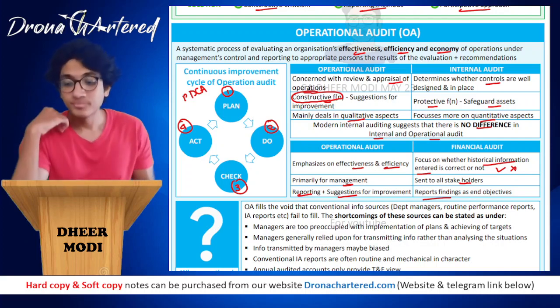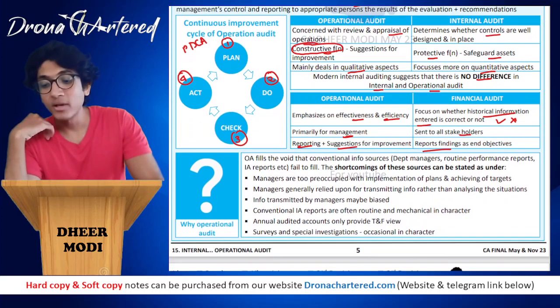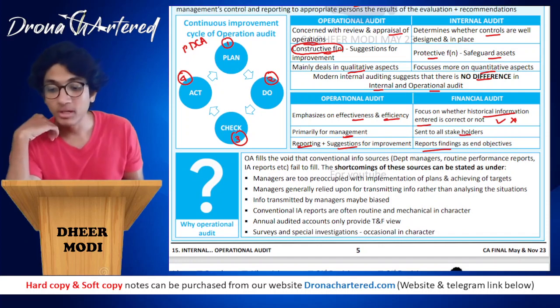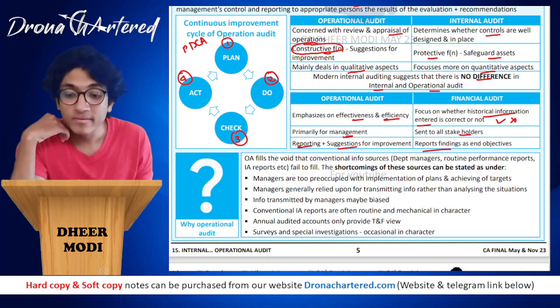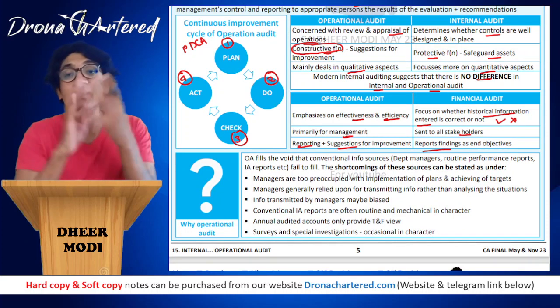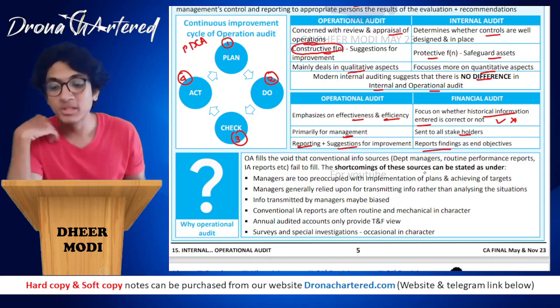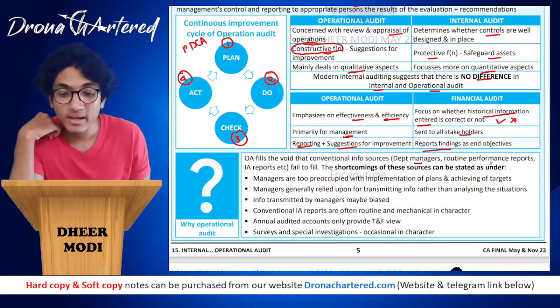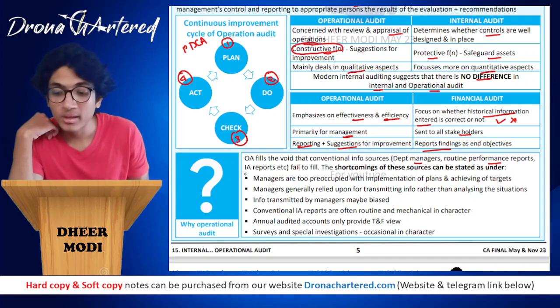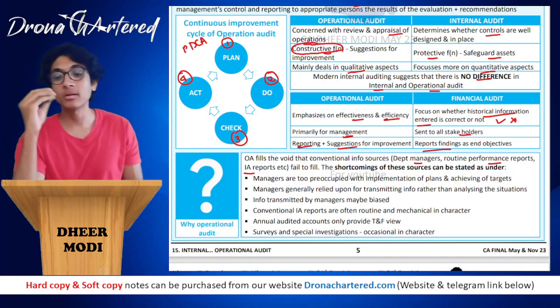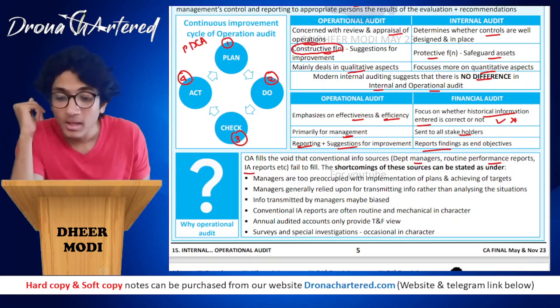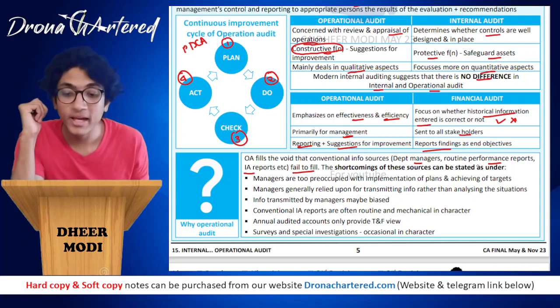Okay. Now the question is why operational audit? Because it fills the void left by conventional information sources. Now your conventional information sources, whom do you get your information from? That is any departmental managers, any routine performance reports, any internal audit reports, etc. These conventional information sources fail to fill the void.